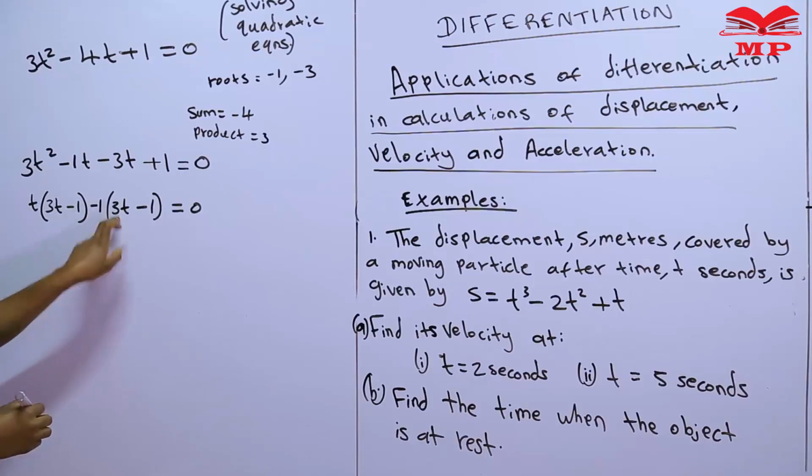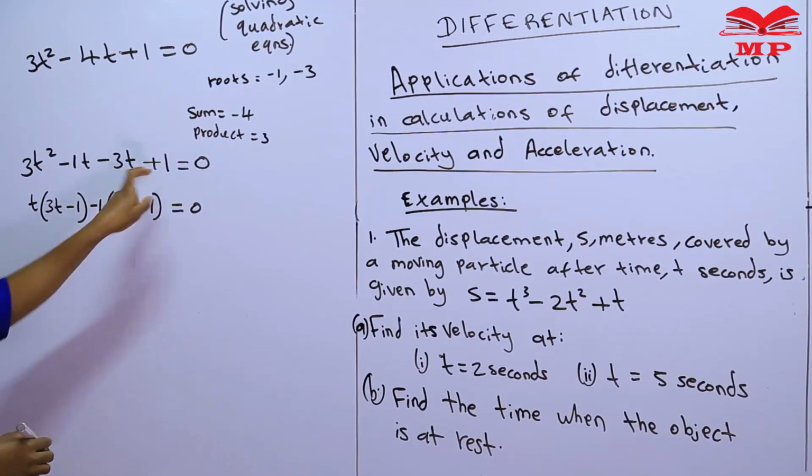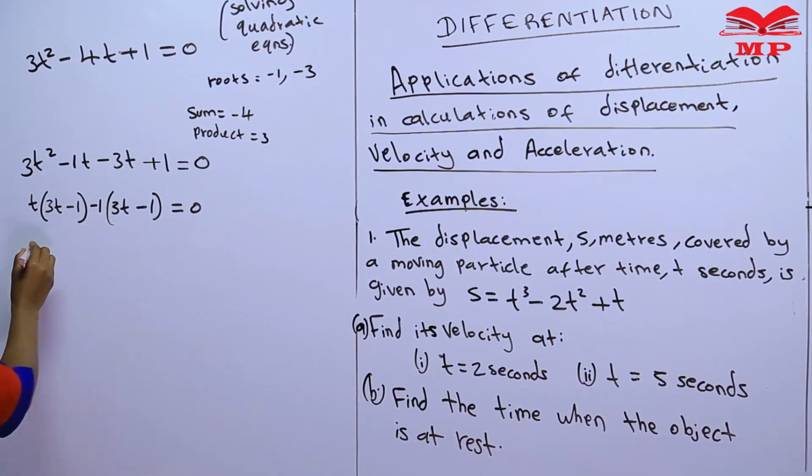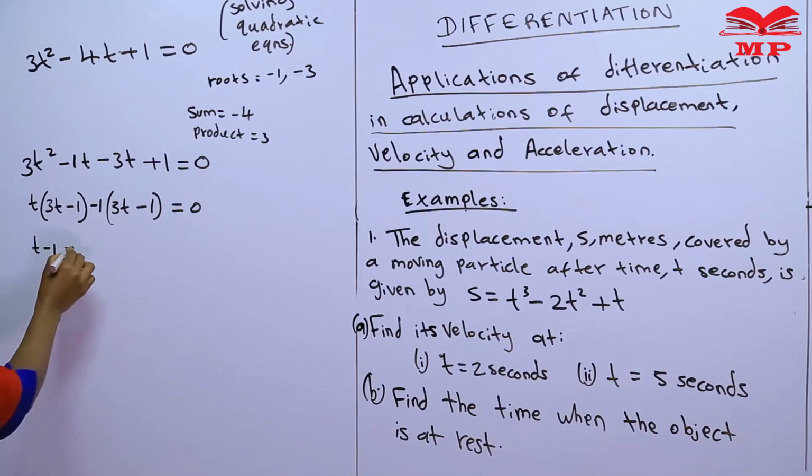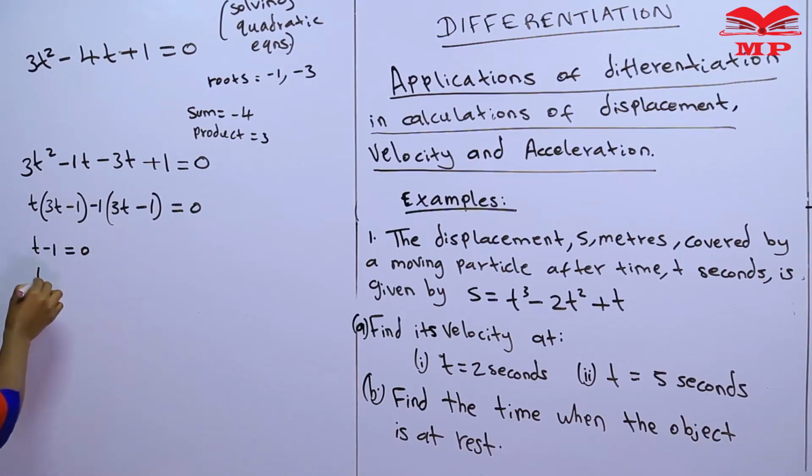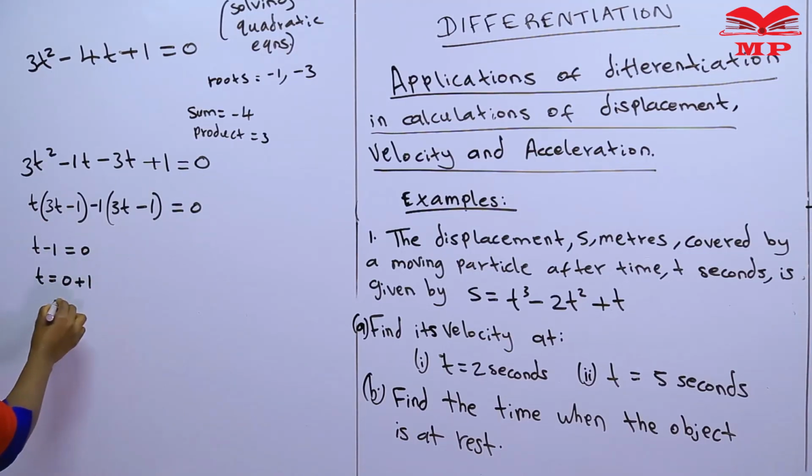So you can see when we open this, it is minus times minus, we have plus. So therefore, we now have to get the values of t. The first one will be given by t minus 1 is equal to 0. So our t is equal to 0. We take 1 to the other side, plus 1. Our t is 1 second.